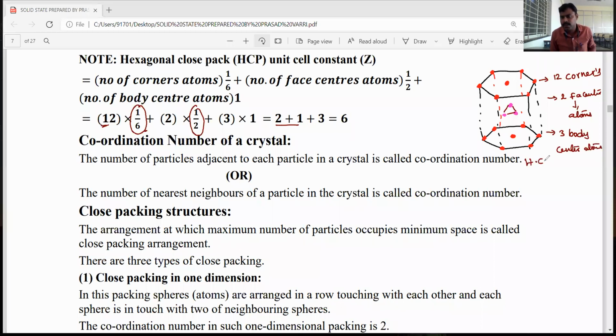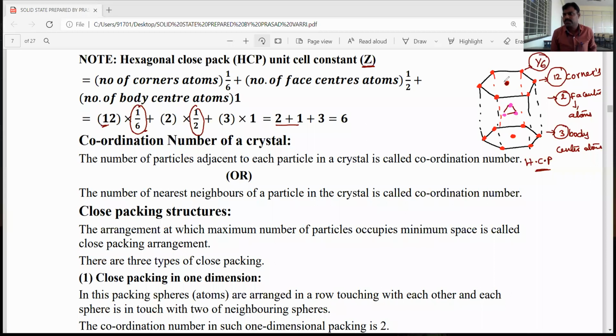This is the structure of the HCP, hexagonal close packing unit cell. Okay, that Z value we have to calculate. You have to imagine that hexagon. There are a total of 12 corners present, and 2 face center atoms, and 3 body center atoms. Okay, so for the 12 corners, the corner contribution is equal to 1 by 6.